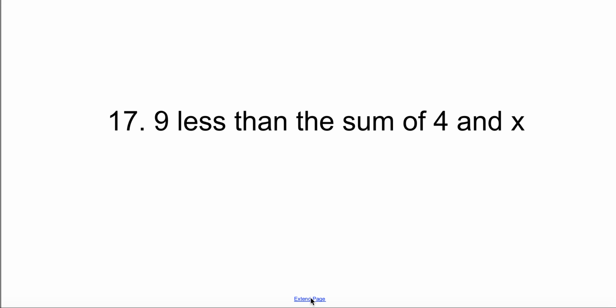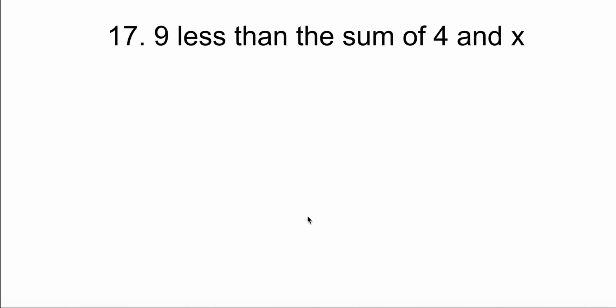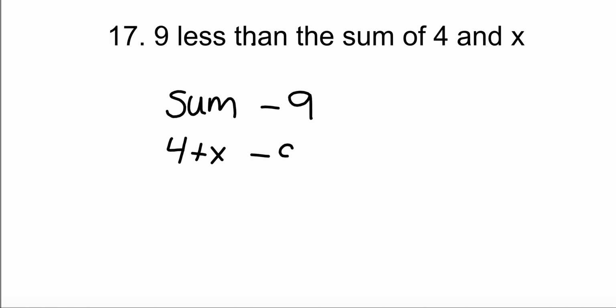All right, last but not least, number 17. As always, hit pause if you want to try it on your own and come back. Okay, here we go. 9 less than the sum of 4 and x. So I need to take 9, and I need to know the sum. And I need to take 9 less than that sum. So here's my sum, and I need to subtract 9 from it because I want 9 less than the sum. What is the sum? It's the sum of 4 and x.